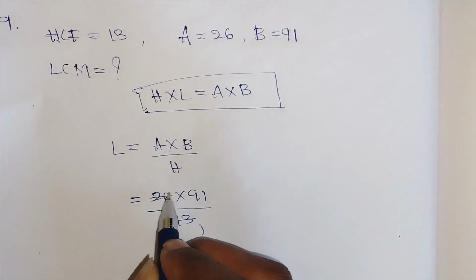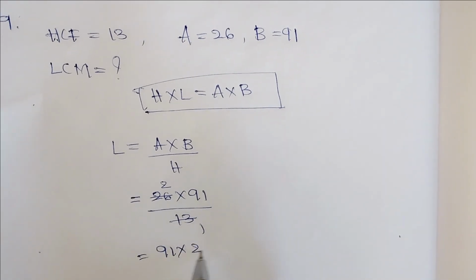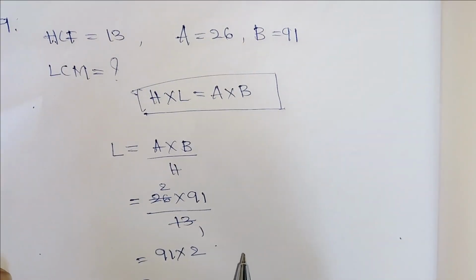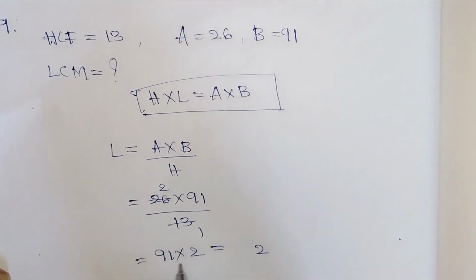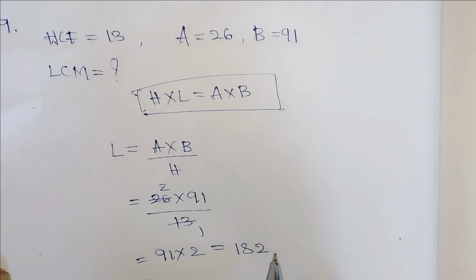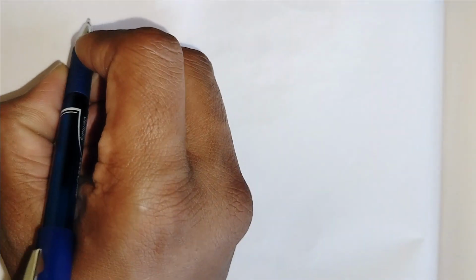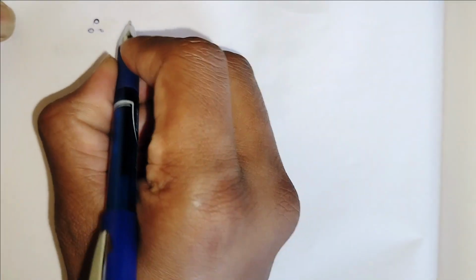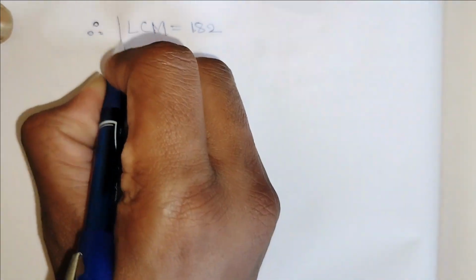13 ones are 13, 13 twos are 26, so 26 divided by 13 is 2, and 2 into 91 is 182. Therefore, the LCM is 182.